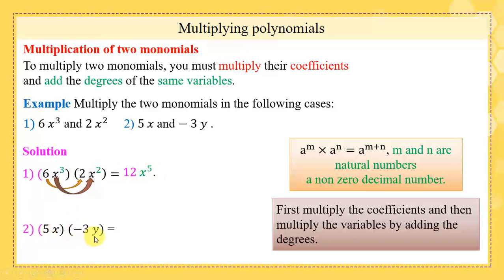5x times negative 3y. First we multiply coefficients. 5 times negative 3 equals negative 15. x times y equals xy.